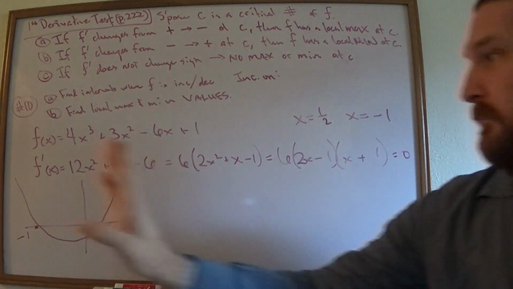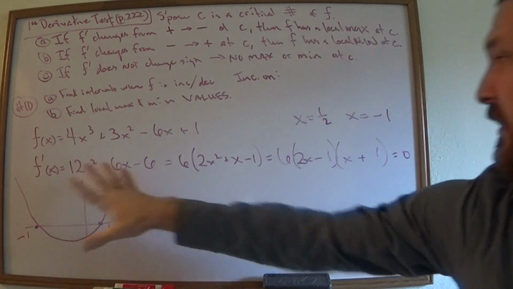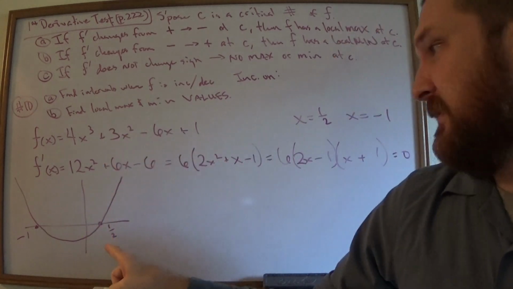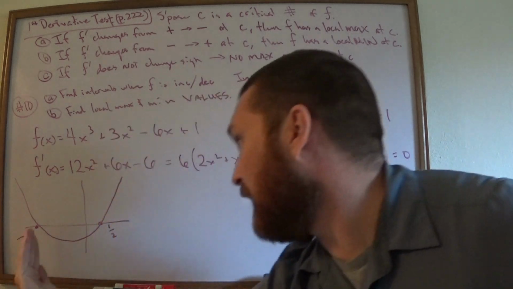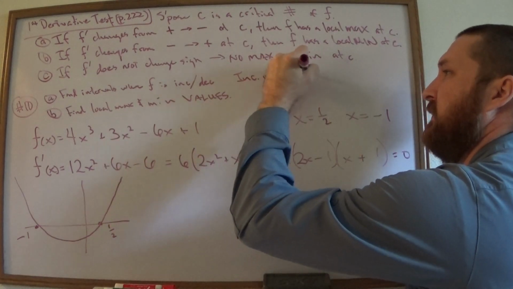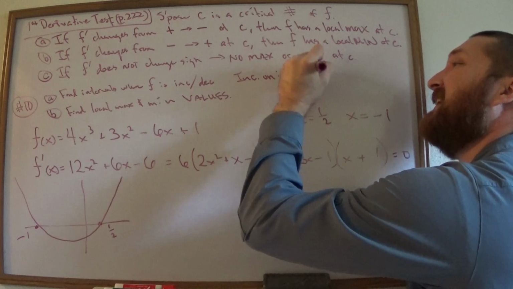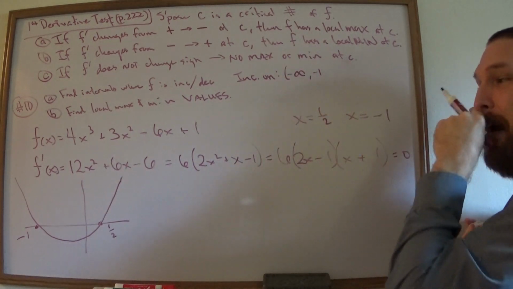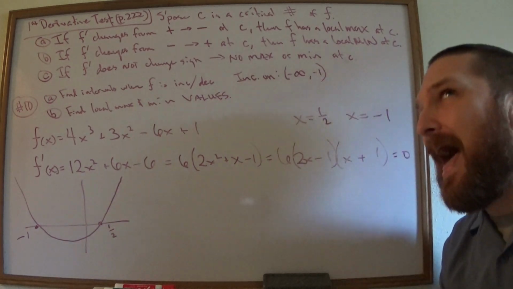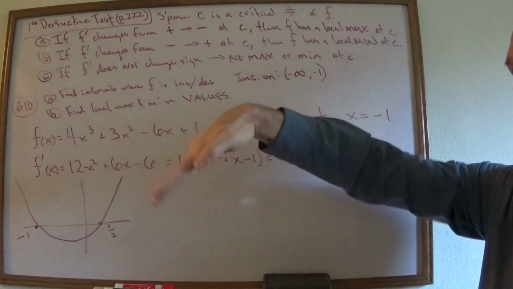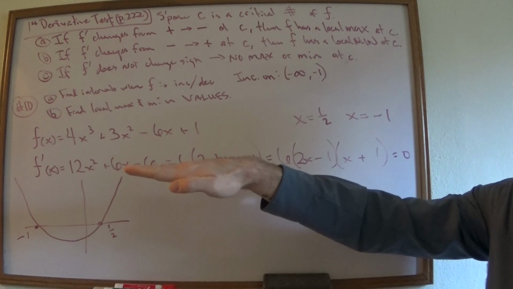Negative infinity to negative 1. Yes, everywhere where this function is positive, it's going to be increasing. So from negative infinity up to negative 1. And that was my question, hard or soft brackets? Soft. It's soft because technically at 1, it's neither increasing nor decreasing. It's staying put.